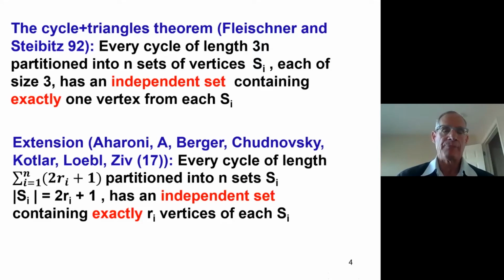We have a cycle, and now the length of the cycle is a sum of n odd numbers. I denote the ith number by 2r_i plus 1. So the cycle is partitioned into these disjoint sets S_i of size 2r_i plus 1. Then we can find an independent set on the cycle that contains exactly r_i vertices of each set S_i. The triangles case is, of course, the case where r_i equals 1 for every i.